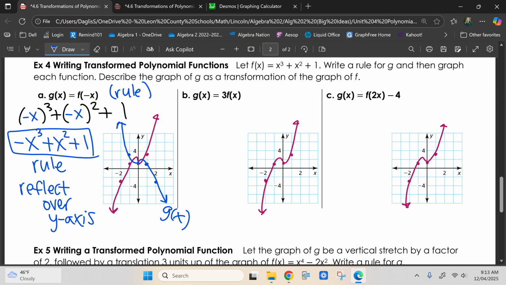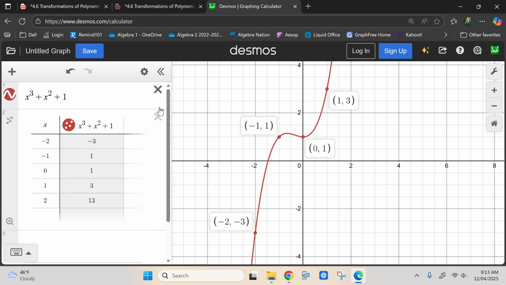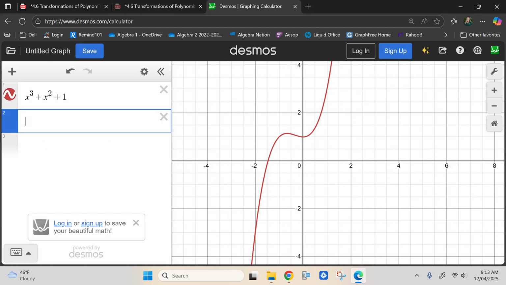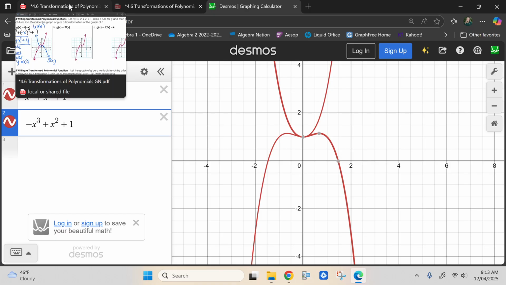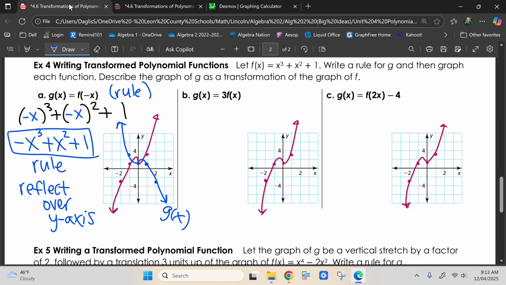Wait, mine's kind of cute. And again, Desmos is here, I love it when you need it. So -x cubed, look, it's plus x squared plus 1. So I can see it here also. It flips across. Alright, cutie patootie. Ready for the next one?